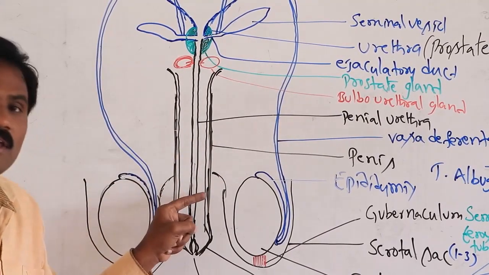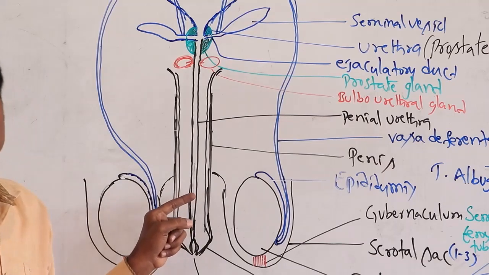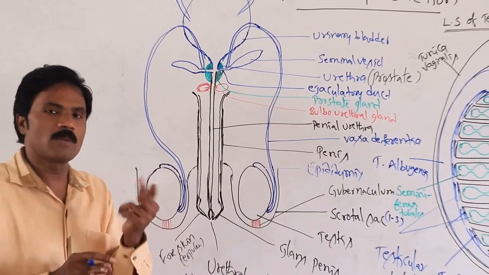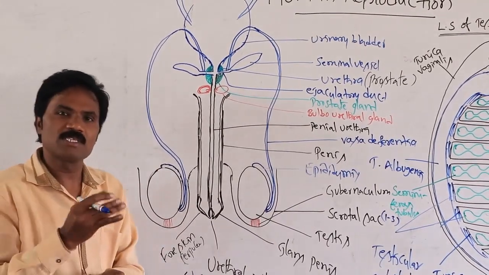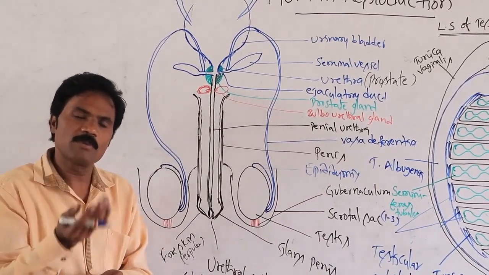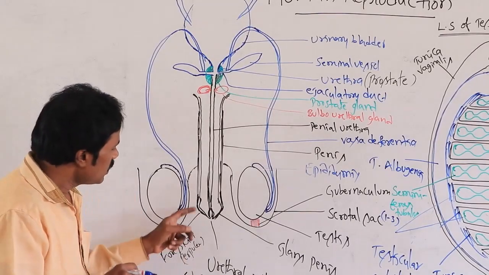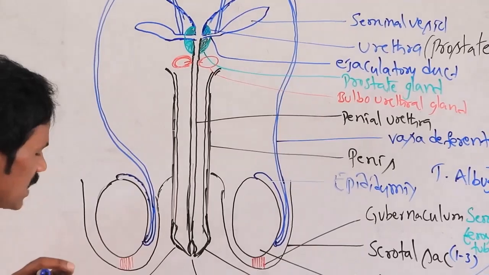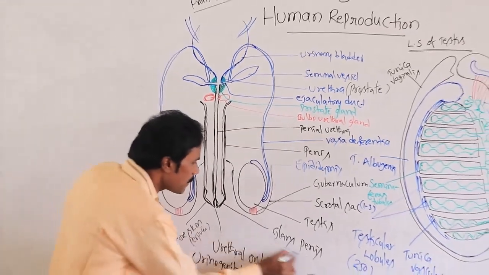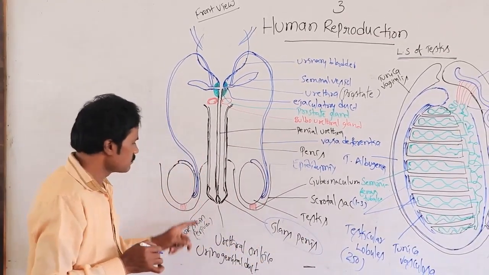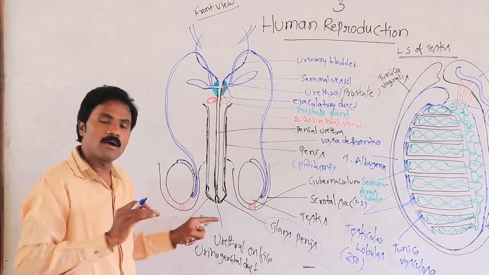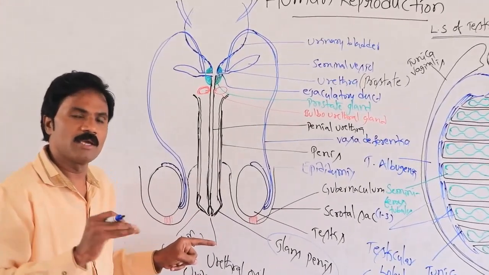In this penis, it is covered with two muscular substances: the corpora cavernosa, two of them, which are present dorsally, and the corpus spongiosum, only one, which is present on the lateral side. The front of this particular penis part we call the glans penis. Then it is covered with one skin. What is the name of that skin? Foreskin or prepuce.